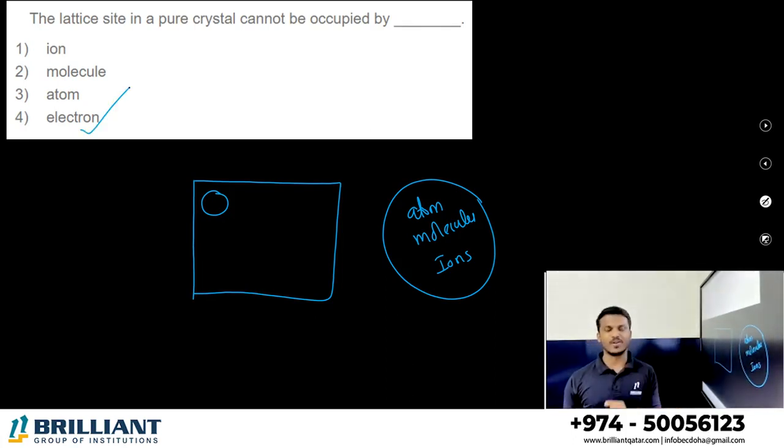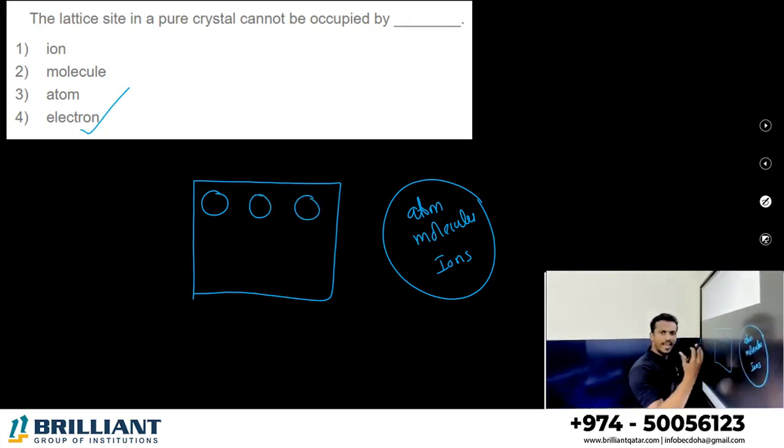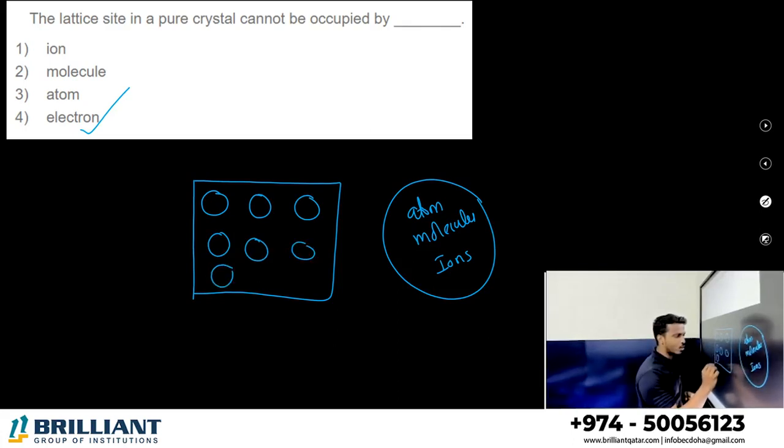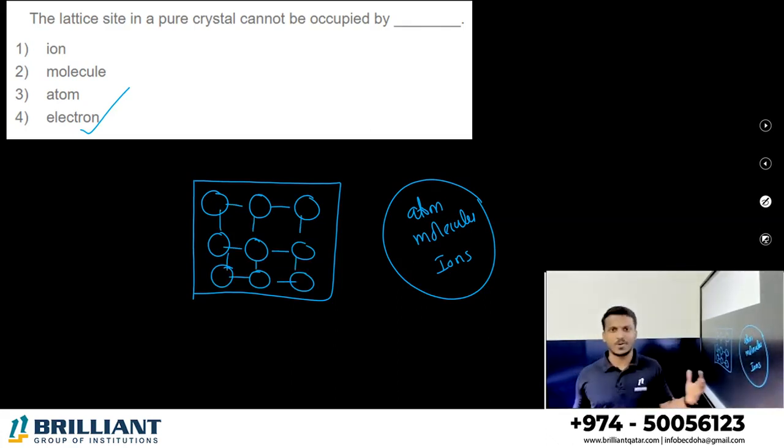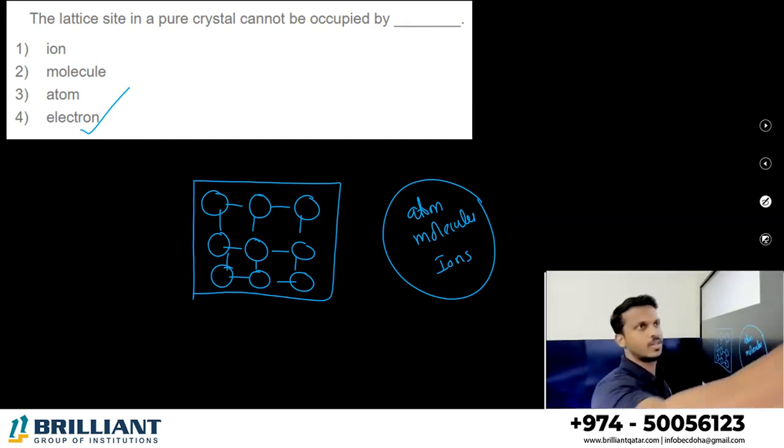Fourth one: an electron cannot occupy the crystal lattice, because in order to make a crystal, these sites are occupied by atoms, molecules or ions, making a strong bond between them, making a strong crystal. That's what happens. An electron cannot make such a thing. Next question.